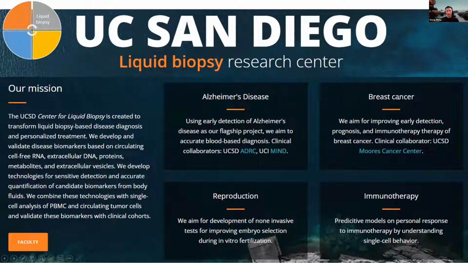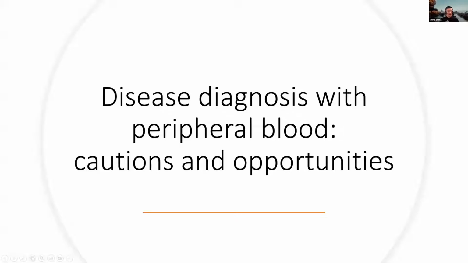We also have a strong interest in research under the direction of breast cancer and reproduction, especially assisted reproduction in human clinics, as well as immunotherapy. We have a growing interest in leveraging single cell and also circulating RNA and DNA to interrogate the potential to help immunotherapy. And so with all this said, let me converge to one question.